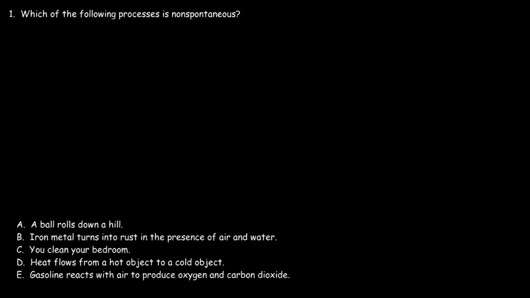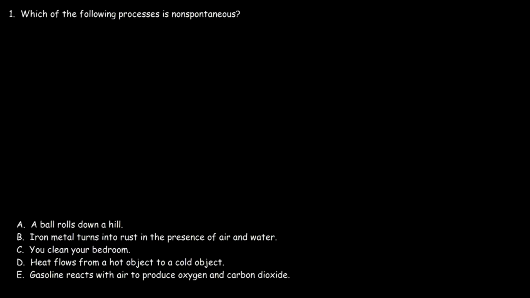Which of the following processes is non-spontaneous? So first, you need to know what a spontaneous process is. A process is spontaneous if it can happen on its own without any outside intervention. If it's non-spontaneous, that means it doesn't happen on its own. To make it happen, you have to do work. You've got to put in energy to make it happen.